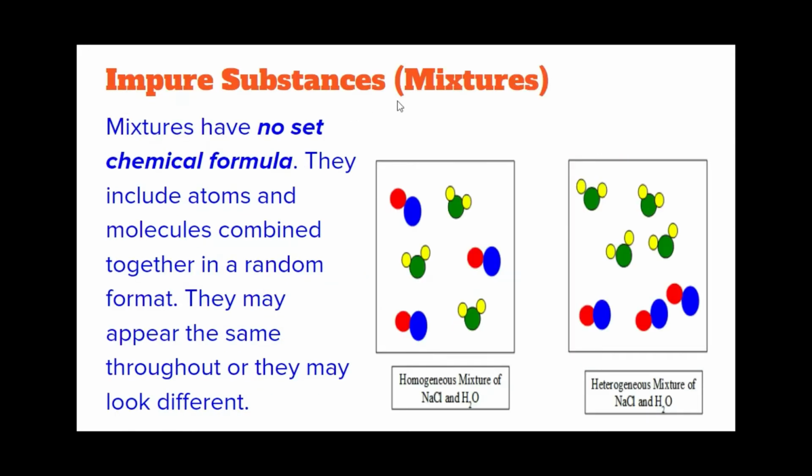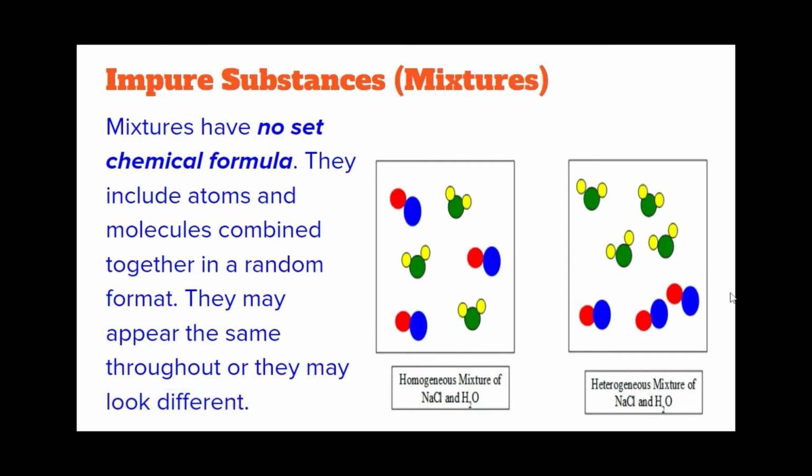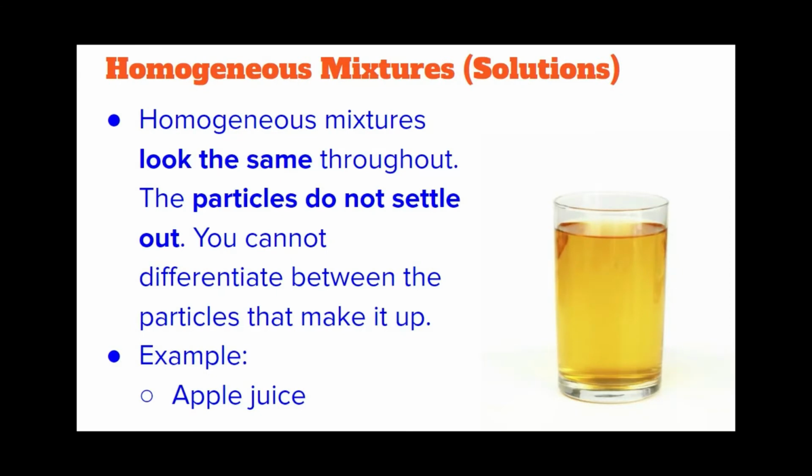Impure substances are also called mixtures. Mixtures do not have a set chemical formula. They can include atoms and molecules combined together in a random format. They may appear the same throughout, or they may look different. So we have two types of mixtures. Our homogeneous mixtures, which are also called solutions.